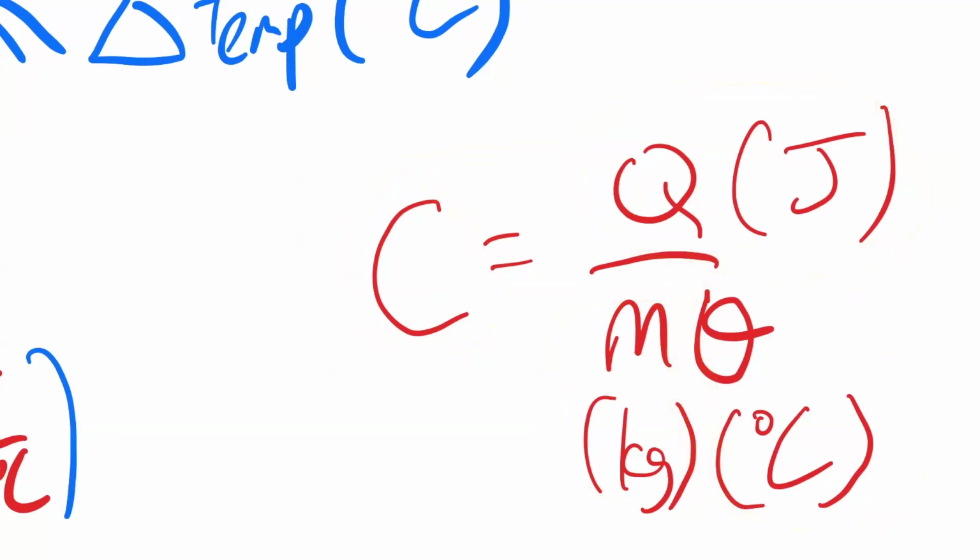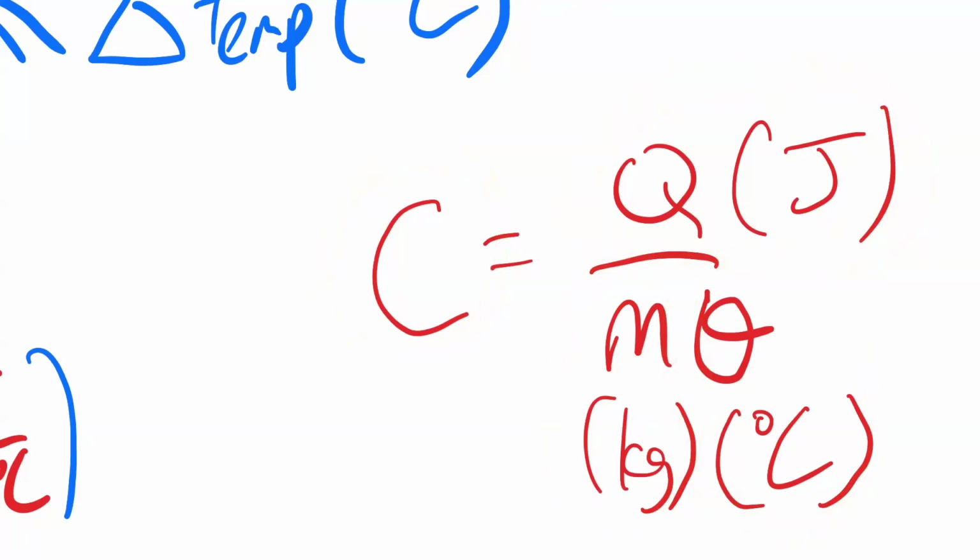Starting with you. Tell me again how to define specific capacity. Specific heat capacity is the amount of energy needed to change 1 kg of a substance by 1 degree Celsius.